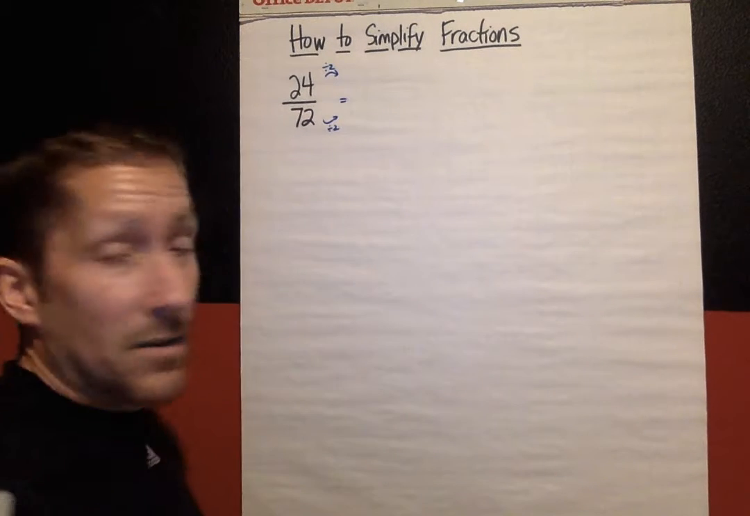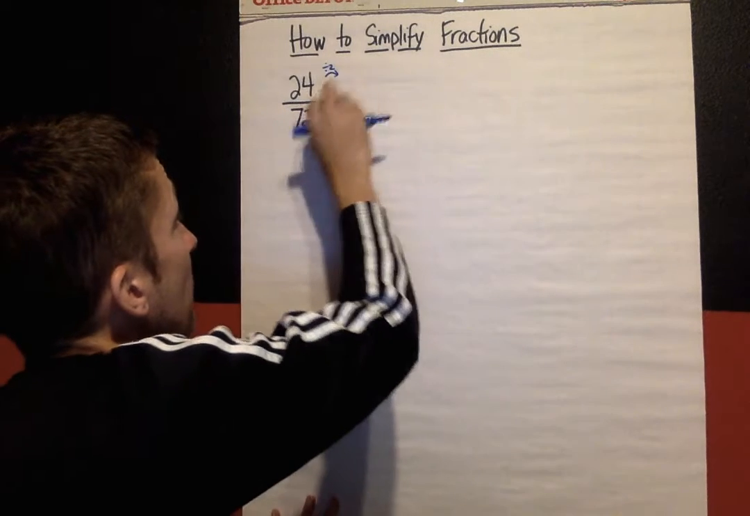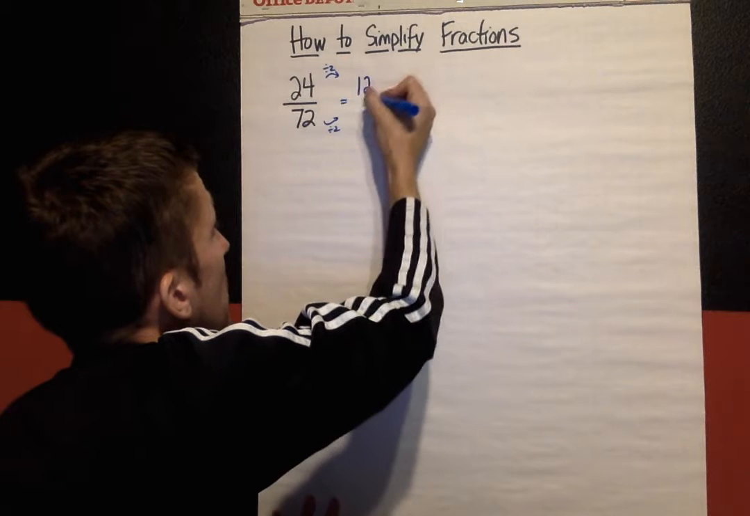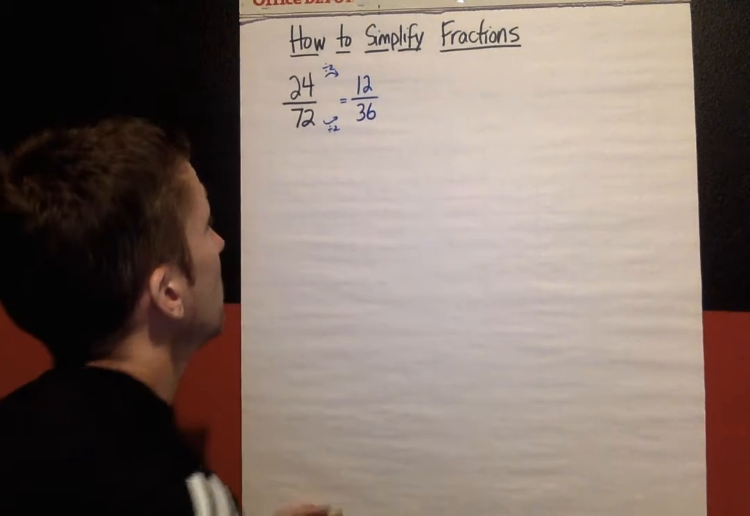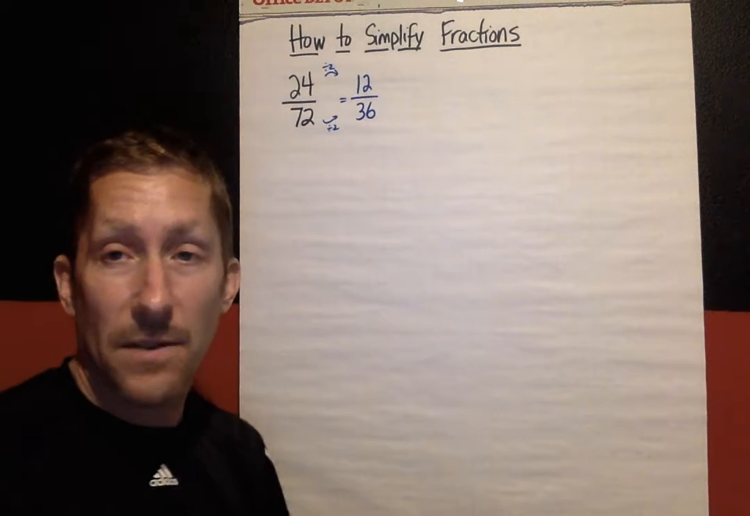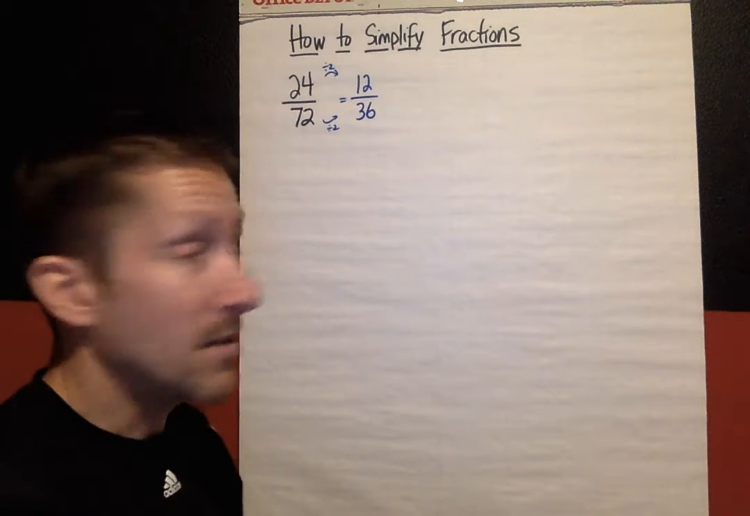and I could use a calculator, or mental math, taking half. Half of 24 is 12. Half of 72 is 36. So 24 seventy-seconds simplifies to 12 out of 36. But that's not simplified all the way either.